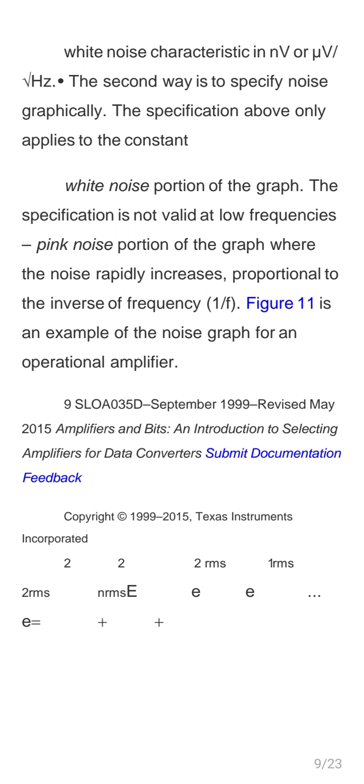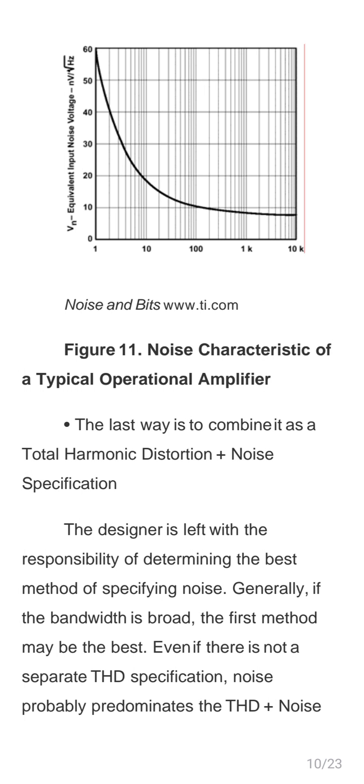Then the noise characteristics are graphically denoted in a portion of the graph. It is valid for the low frequency noise portions and it is proportional to the inverse of frequency, it's 1 upon f. For example, this is the noise graph for the operational amplifiers. This is the graph for noise and bits equivalent to the input noise voltages. The last way is to combine it as a harmonic distortion plus noise.